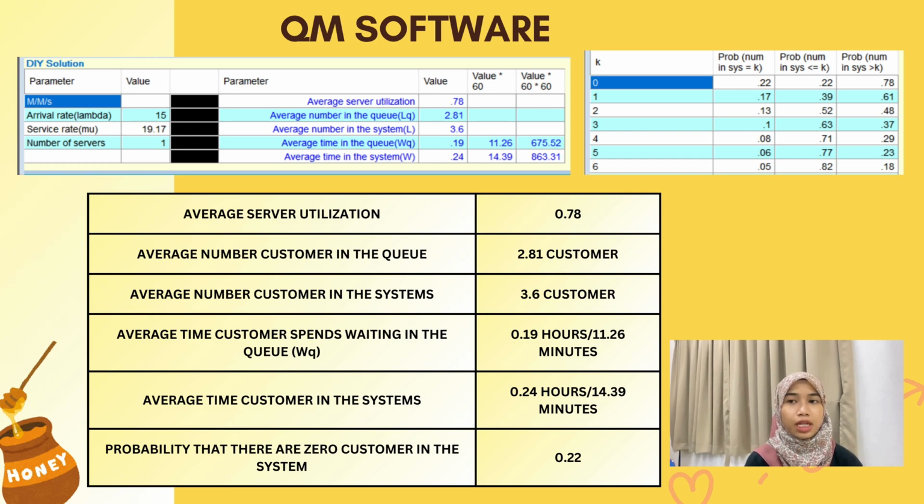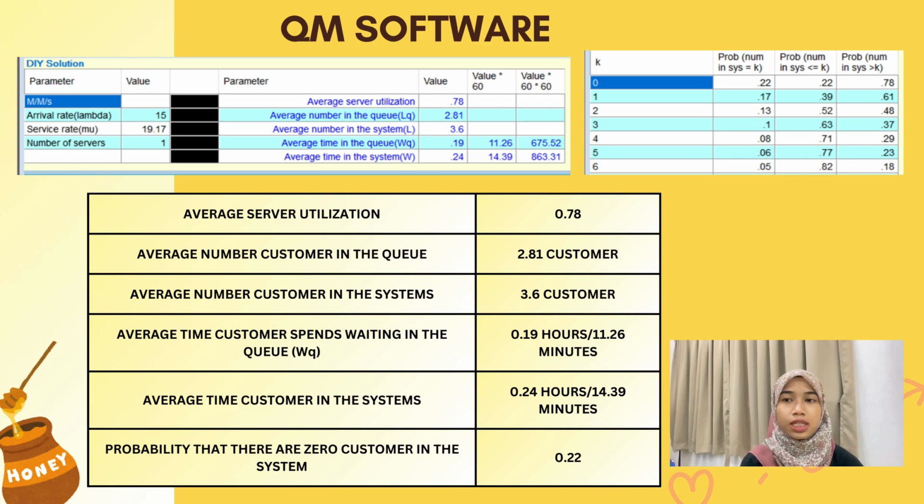Average number in the queue, LQ, there are 2.81 customers waiting in the queue on average. Average number in the system, L, there are 3.6 customers in the system on average. Average time in the queue, WQ, the customer spends an average of 0.19 time units in the queue. Average time in the system, W, the customer spends 0.24 time units in the entire system.